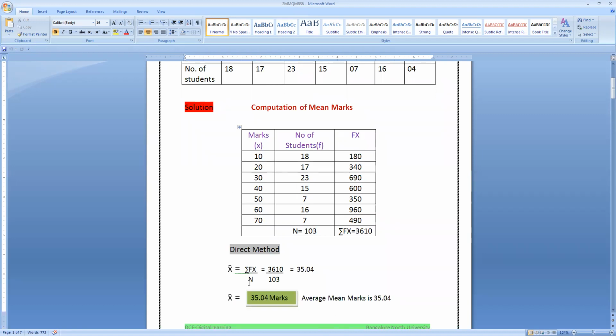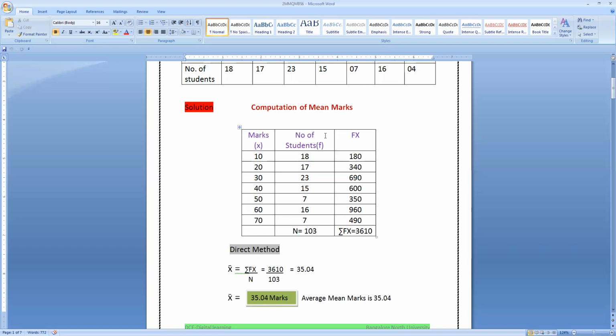So if we calculate by the direct method, mean is sigma fx by n. Here an x column and an f column are there, but we don't have an fx column. So we have to draw a table of 3 columns: x, the marks given in the question, f, the number of students, and the product of f into x, which is fx. The marks are 10, 20, 30, 40, 50, 60 and 70, and the number of students is 18, 17, 23, 15, 7, 16 and 4.